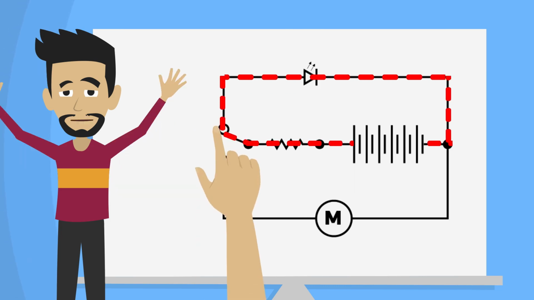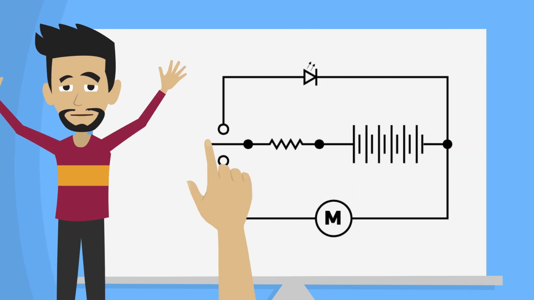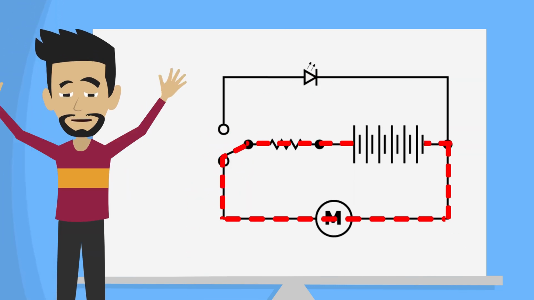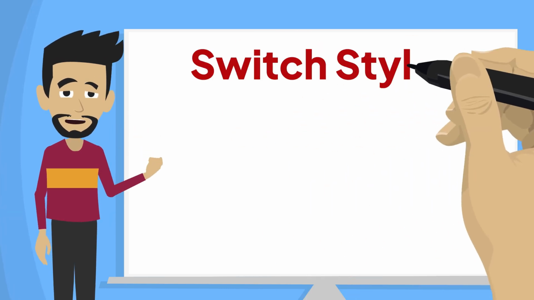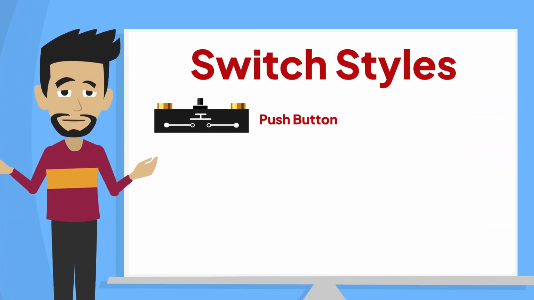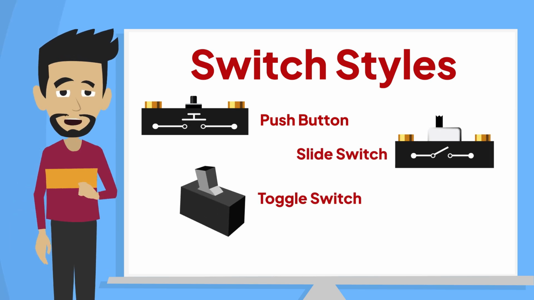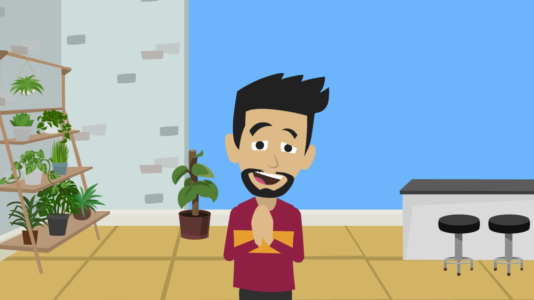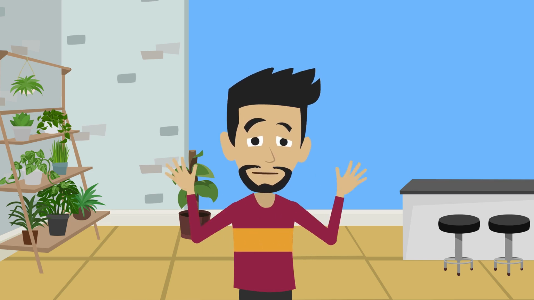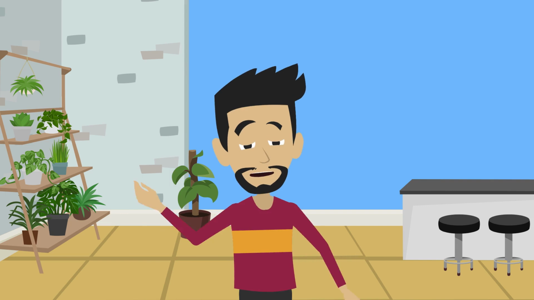Switches control the flow of current by either disconnecting it completely or directing it down a different pathway. There are dozens of different styles of switches. The most common types are push button, slide, toggle, and rocker switches. We choose the different type of switch based on the function and the way it's going to be used.